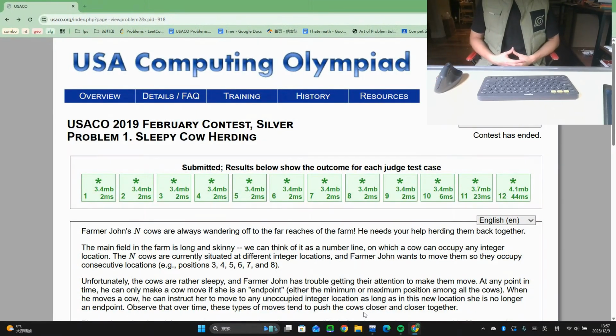Hello everyone, the problem that we're looking at today is the USACO 2019 February contest silver problem 1 of sleepy cow herding.